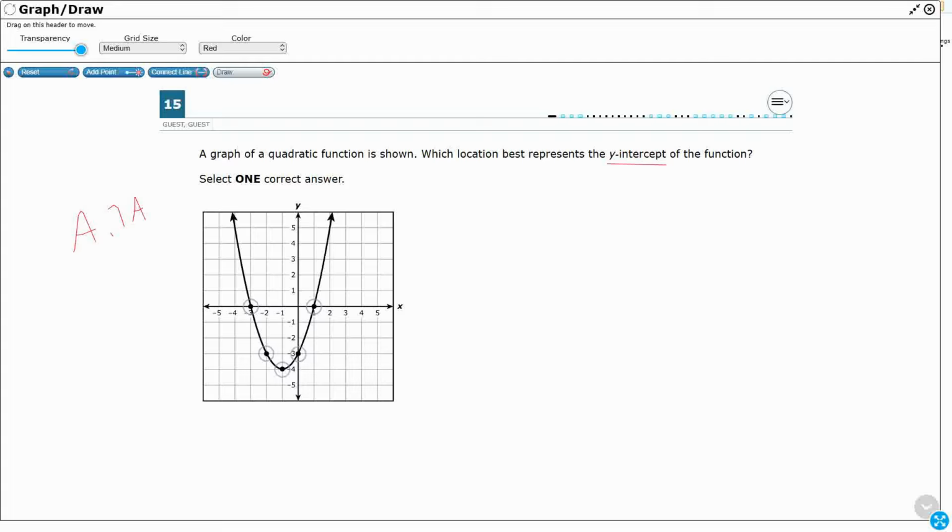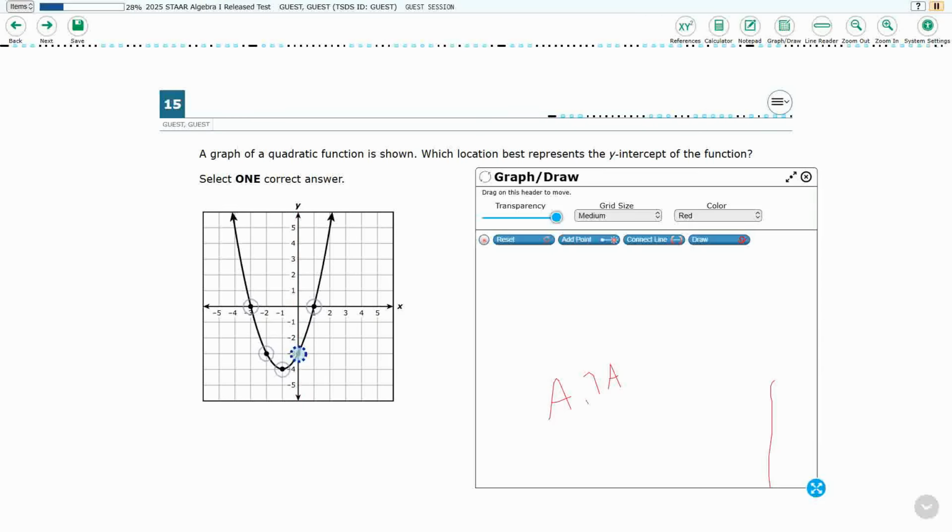The y-intercept is where the graph, whether it be an exponential function, a linear function, or a quadratic function, crosses the y-axis, where x equals 0. So right here is where we need to cross. That's it. Our y-intercept is that location that has a coordinate of (0, -3). And so to answer this, all we do is touch that.